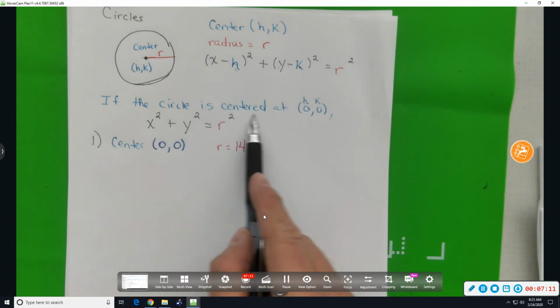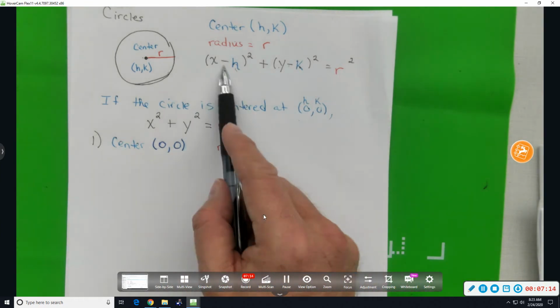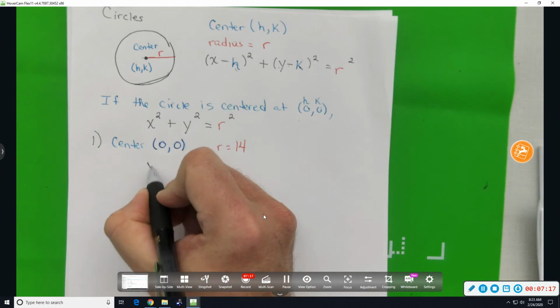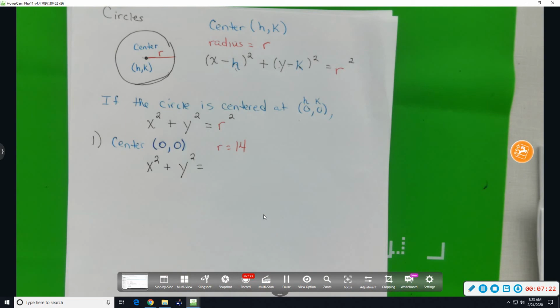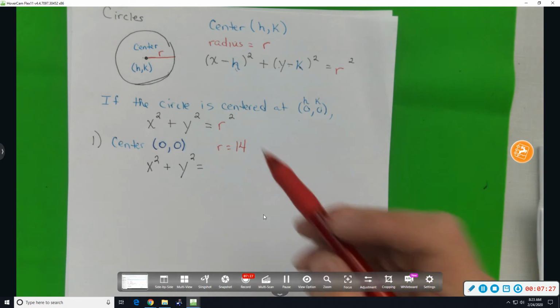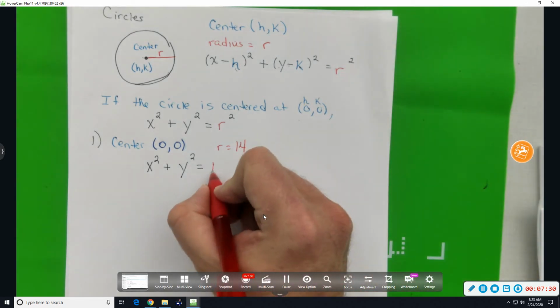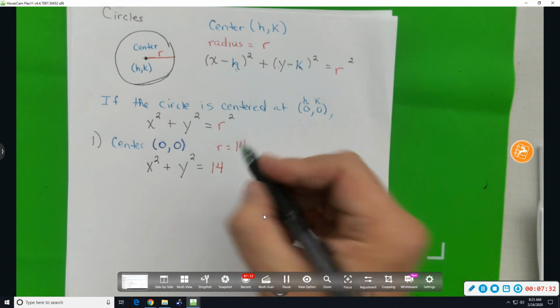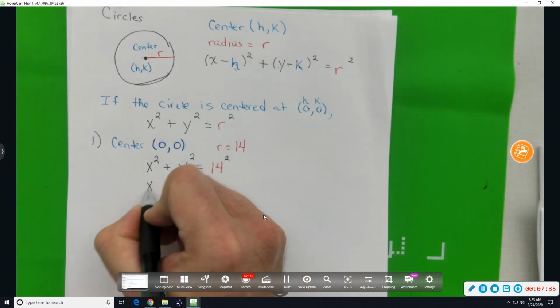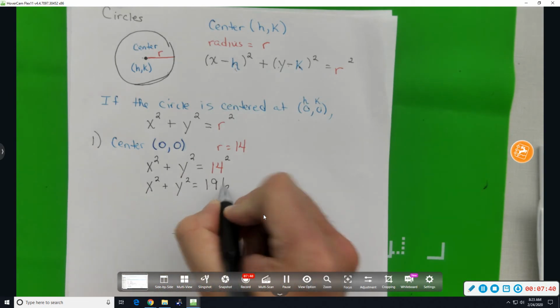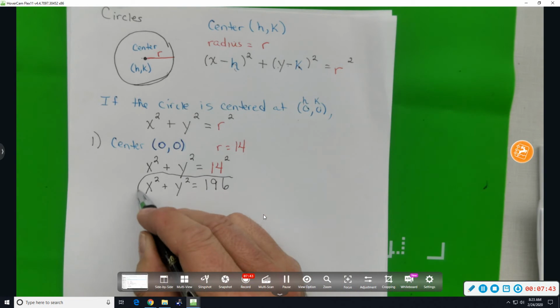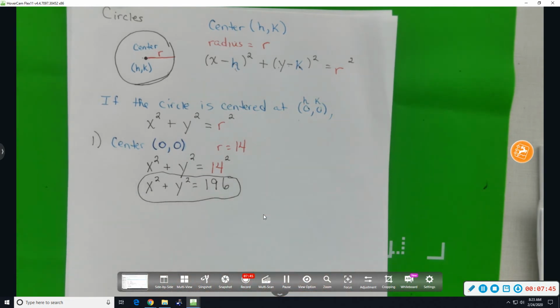Why? Well, it's just like right here. It's centered at 0, 0. X minus 0, that would just be x squared. Y minus 0 is y squared. And what number are we going to have on the right-hand side? 14 squared, which is not 28. What is it? 196? Yeah, 14 times 14. So there's the equation in that center radius form. Notice there's no parentheses there.